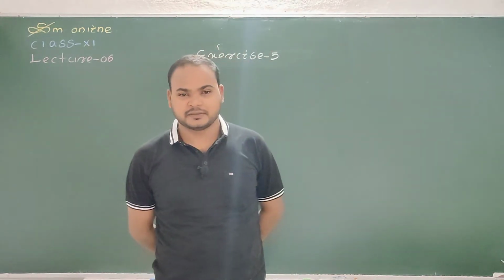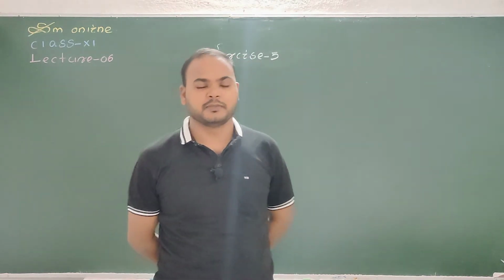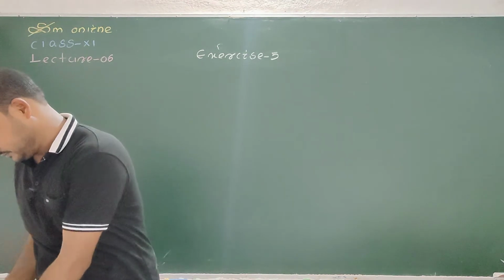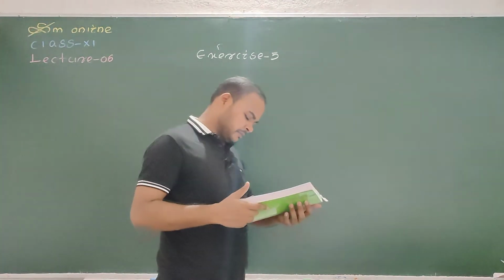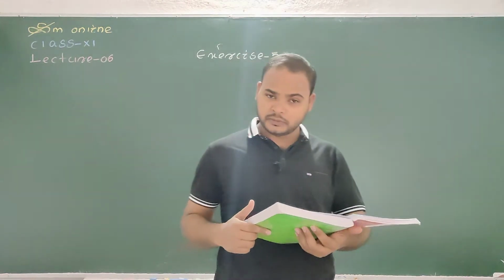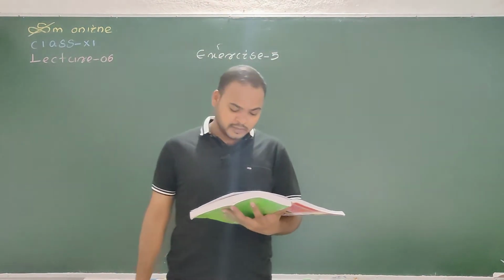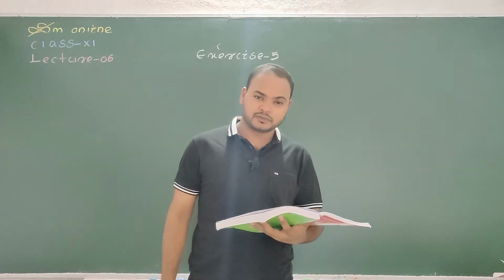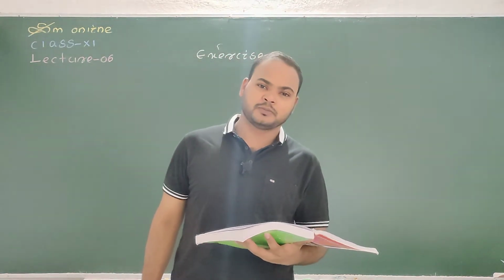In this class, we are going to discuss exercise 5 of mathematical induction. There is question number 1: 1 plus 2 plus up to n equal to n into n plus 1 upon 2, and we will solve it. And number 2, that is 1 square plus 2 square up to n square equal to n into n plus 1 into 2n plus 1 upon 6.